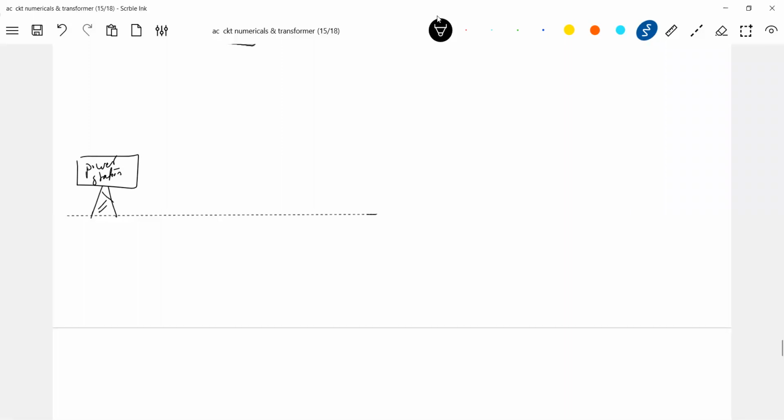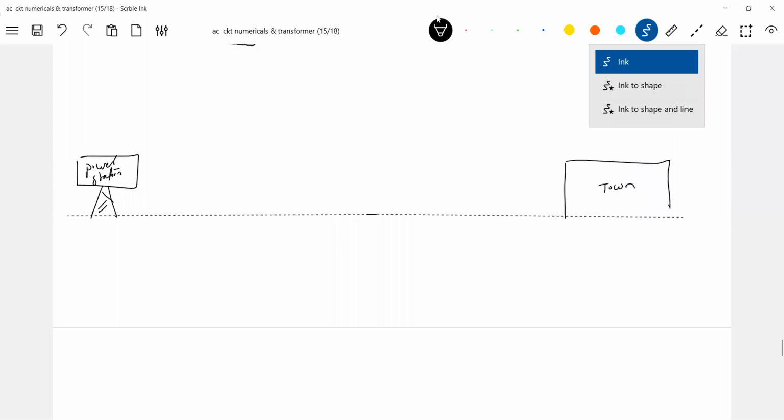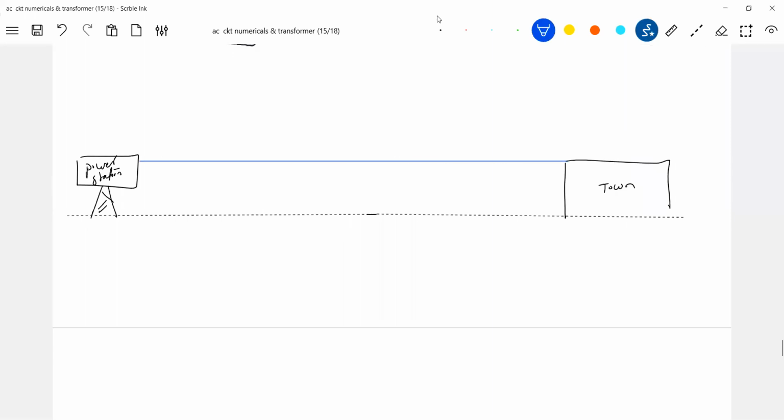And this is the town, where the power has to be distributed. Then I'll connect a cable, because to transfer power I'll connect a cable. The cable will have resistance, because it's basically a conductor.